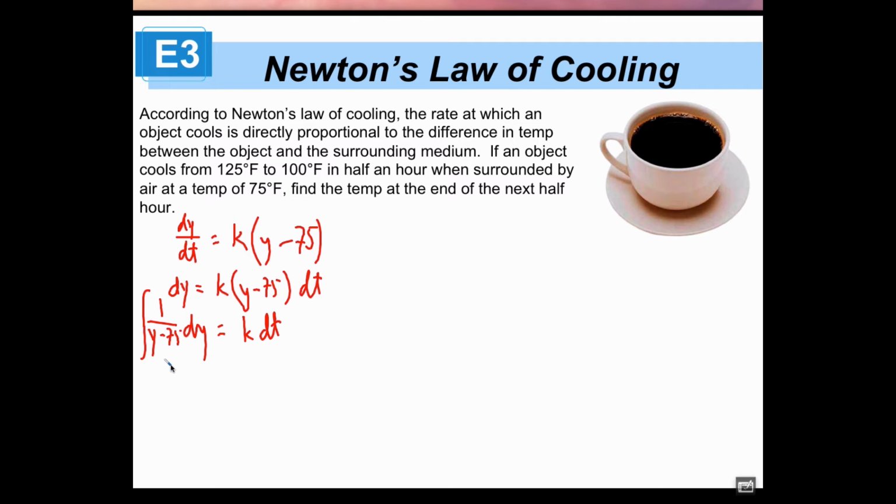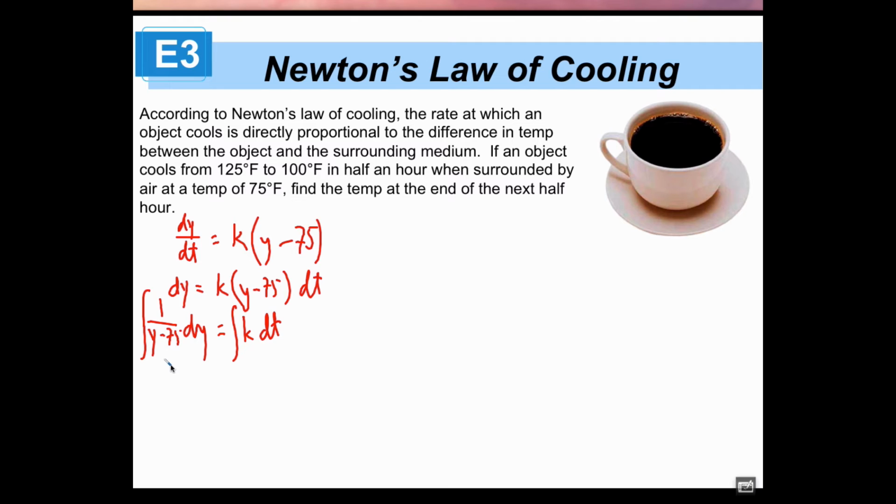Integrate both sides. What's the integral of 1 over y minus 75? Natural log of y minus 75. Correct. Shouldn't k be on the outside? It can be, it doesn't matter.